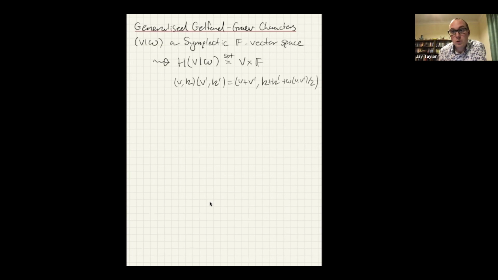So what's really happening here is that when you take the commutator of two elements, you get the value of the symplectic form. I'm going to allow an extreme case: if V is the zero space, then I'm just going to assume that the Heisenberg group is the additive group of the field. So what I want to do is construct representations or characters for my finite group using the Heisenberg group. This is what Kawanaka did originally.